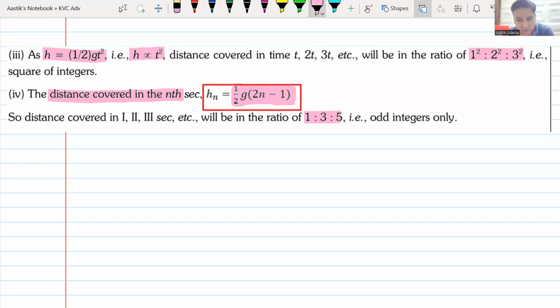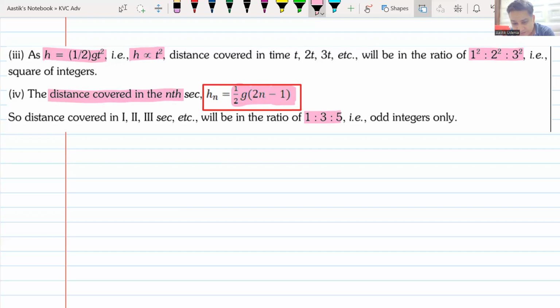2 into 1 is 2, 2 minus 1 is 1. 2 into 2 is 4, 4 minus 1 is 3. So you will have odd numbers here for displacement in the nth second, but the distance traveled in n seconds will be the square of the time interval. Do we understand this? Or is it getting too complicated for you to understand?